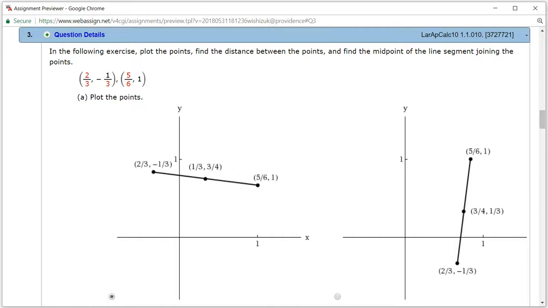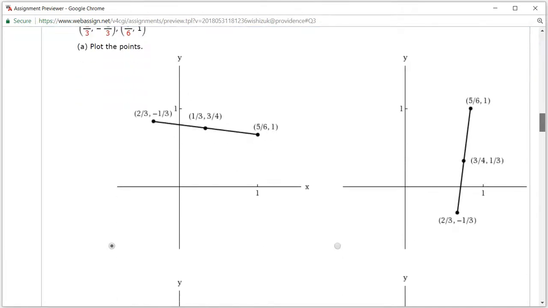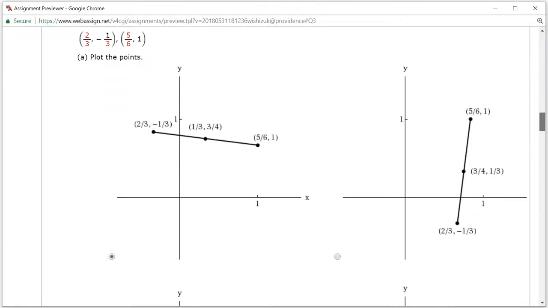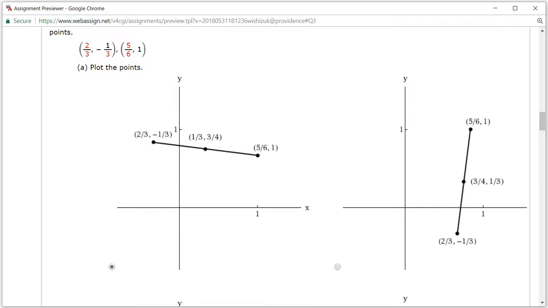2/3 is a positive number, so it should be to the right of the y-axis. So the first picture is completely wrong, and the second picture would look okay. Negative 1/3 looks reasonable. And then we have 5/6 comma 1. So this looks like it's going to be the correct picture.